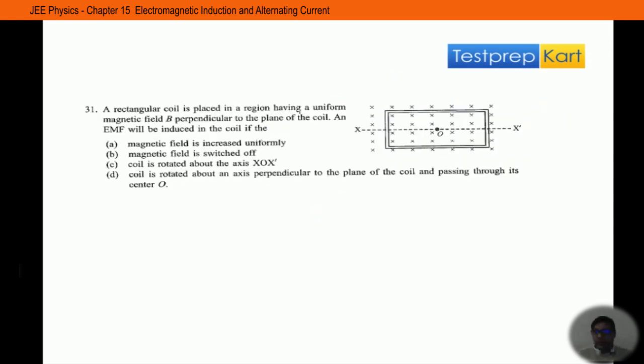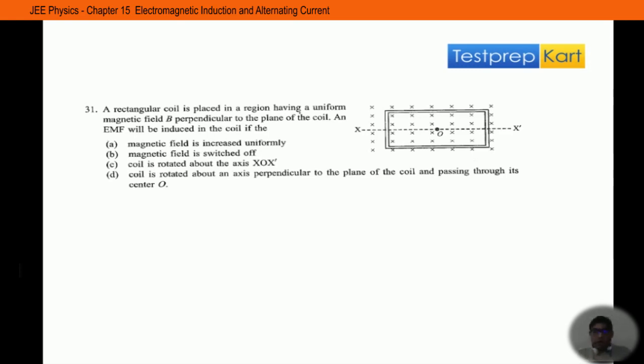Okay. Next question number 31. It is saying a rectangular coil is placed in a region having a uniform magnetic field B perpendicular to the plane of the coil. An EMF will be induced in the coil if the magnetic field is increased uniformly, the magnetic field is switched off, the coil rotates about the x-axis, and the coil rotates about an axis perpendicular to the plane of the coil and passing through it from the center. Okay.